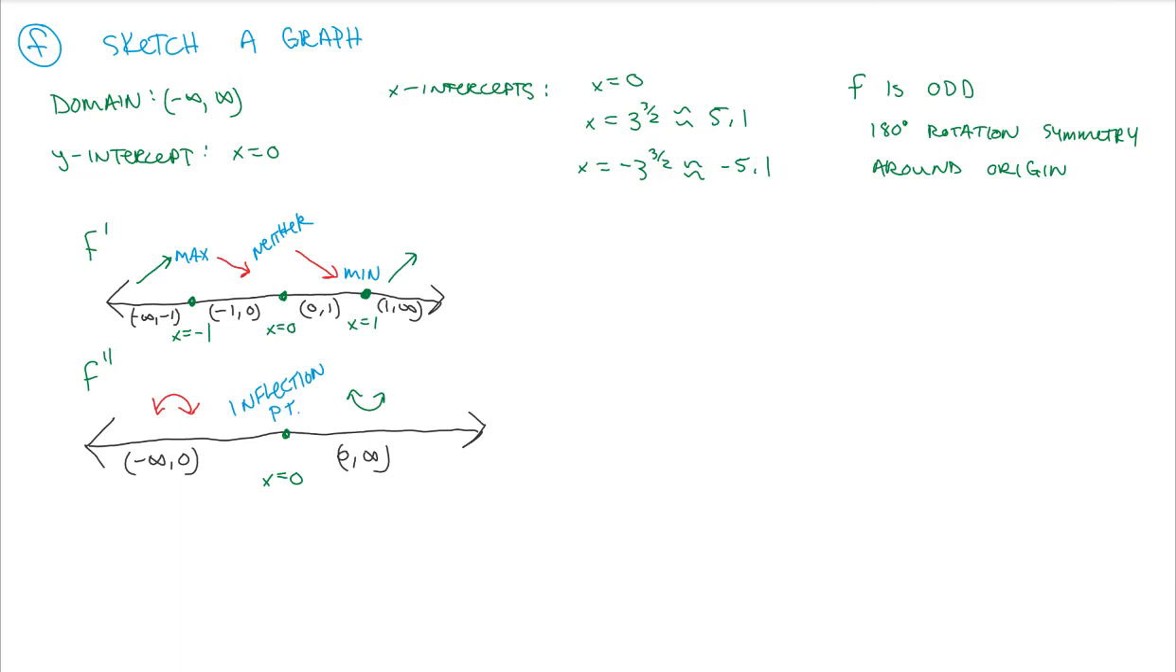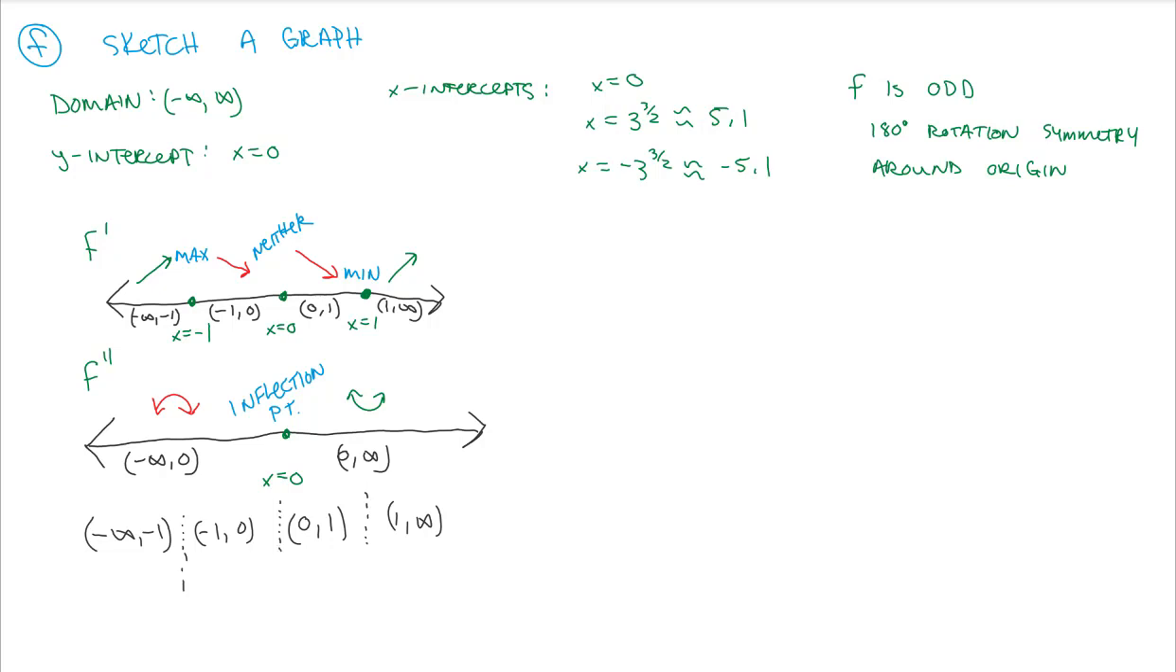So let's copy over our f prime graph so we can see our intervals of increasing and decreasing, as well as our extrema listed. And our number line of our second derivative shows where our function is concave down and concave up. Then we can combine these graphs to see that we have intervals from negative infinity to negative 1, and negative 1 to 0, and 0 to positive 1, and 1 to positive infinity.